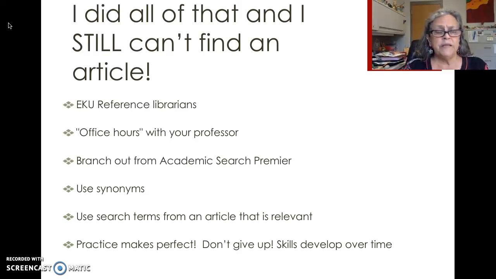Boy, if you're really stuck, go to the library and ask the reference librarians to help you. They are the best. They're great. They love to help. That's their job. You can try using different words and search terms. And the main thing is don't give up. This is a skill that you need to develop through practice.